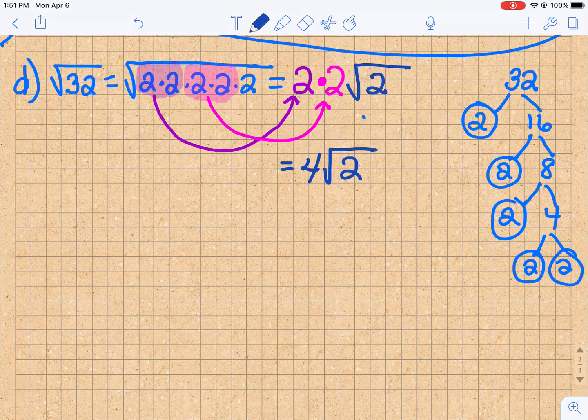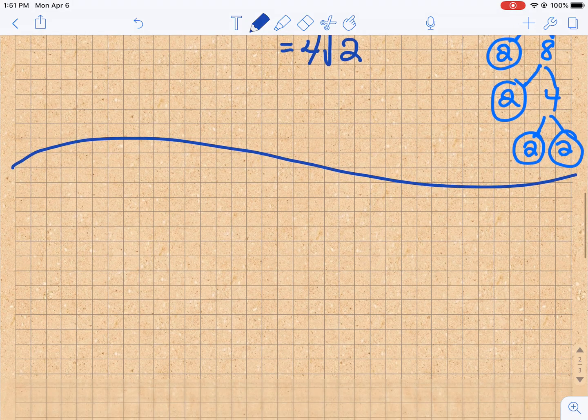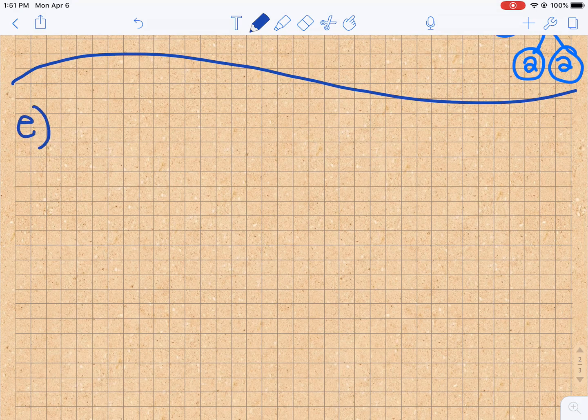Okay? Let's do one where there's a visitor. This will be our last one. So E. There's a visitor outside this prison. 2 is visiting the square root of 45. Square root of 45 wants to make a jailbreak, so let's prime factor 45.